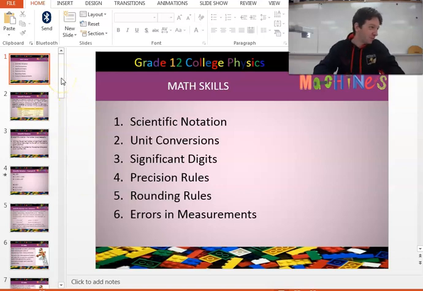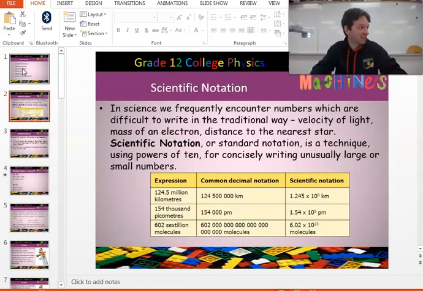So today we're going to go through some math skills. There is a lot of math in physics. I like to call physics math with a purpose. But don't tell the math teachers I say that. Actually, no, I've told them myself.